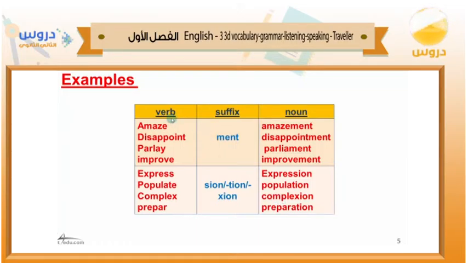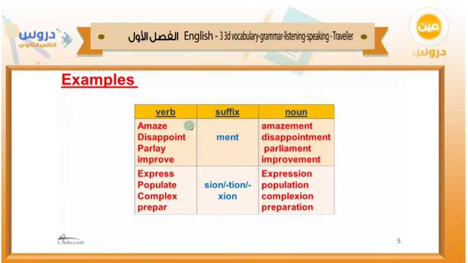Here are some examples. You have a verb here, you have a suffix, and you have a noun. So we'll change the verbs here from the left by adding a suffix at the end and make it a noun. Again, we have verbs like amaze, disappoint, parley, improve, express, populate, complex, and prepare. Okay, so we add ment to this group of verbs at the end. We call it a suffix, and it doesn't stay a verb after we add this. It becomes, yes, a noun.